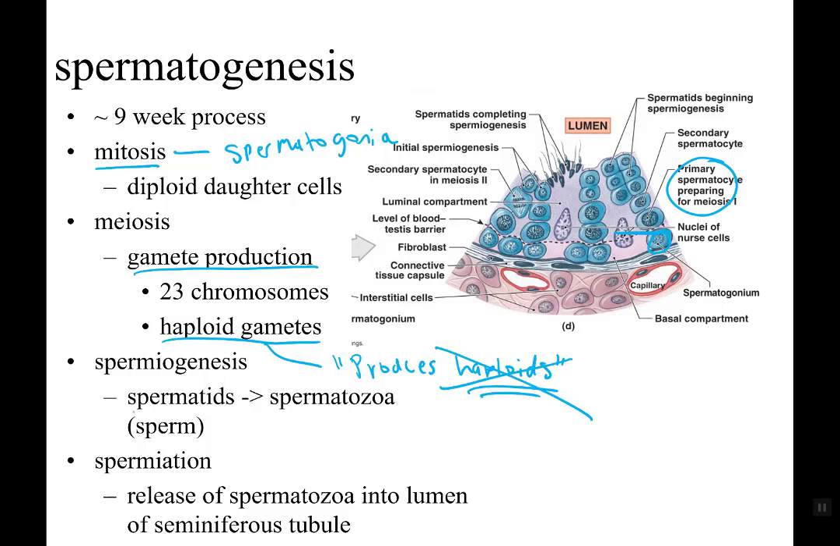Spermiogenesis is, as I mentioned, the transformation of spermatids into spermatozoa. And spermiation is when the nurse cell lets go of the spermatids and releases them into the lumen such that they are now spermatozoa. So they are fully formed, they are not stuck to anything, they are capable of being released and moving on to the next step.